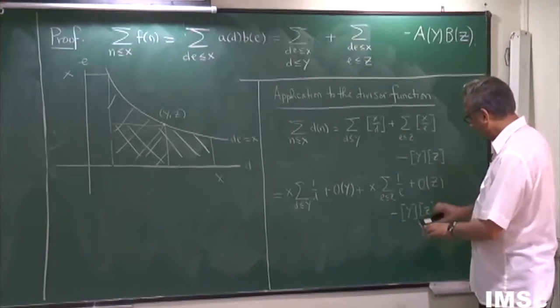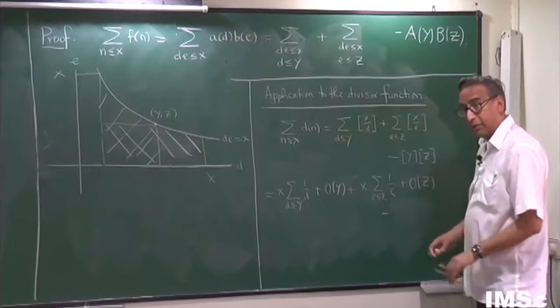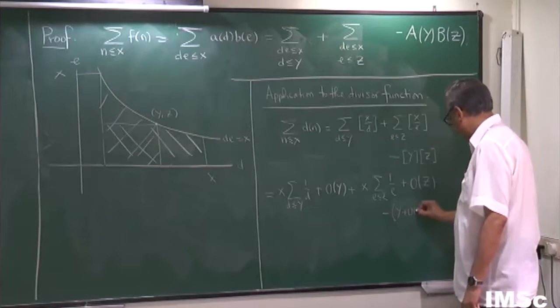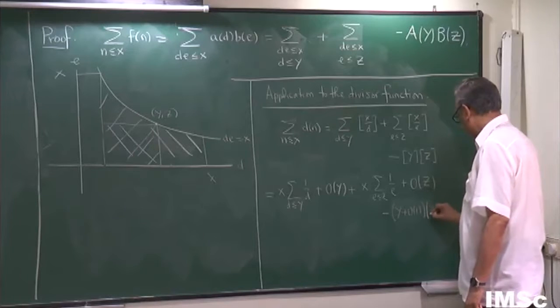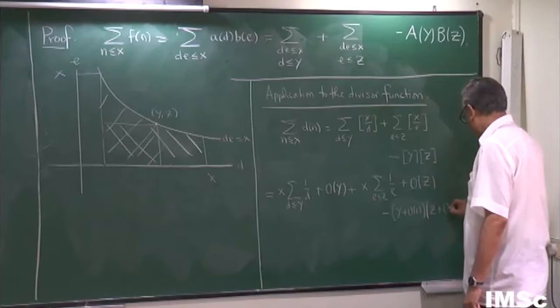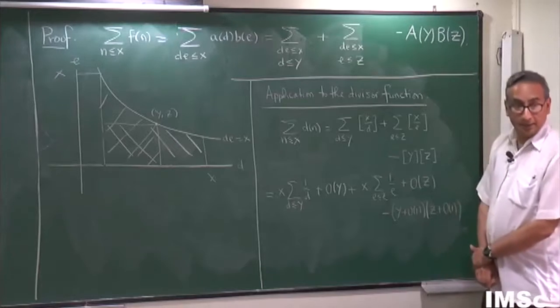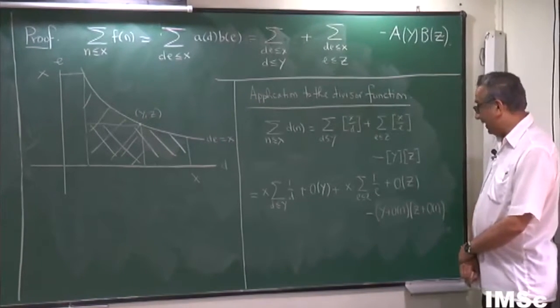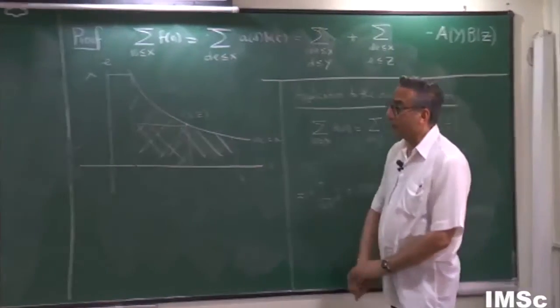So here, I'm going to remove the square brackets. Everybody okay with that? Now, at this stage, you should examine, remember the constraint that yz has to be always x.